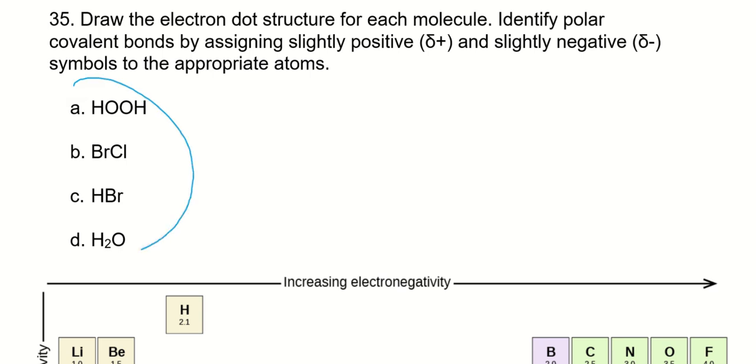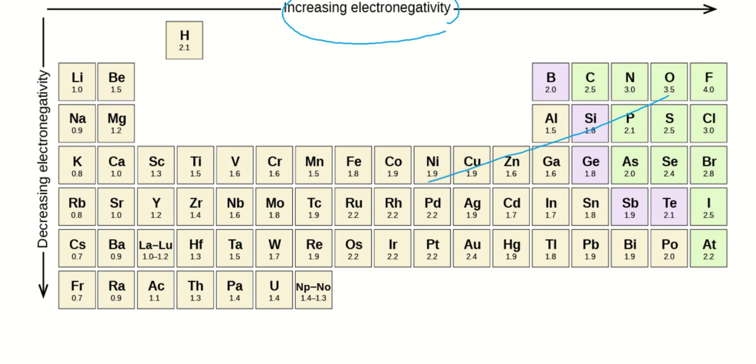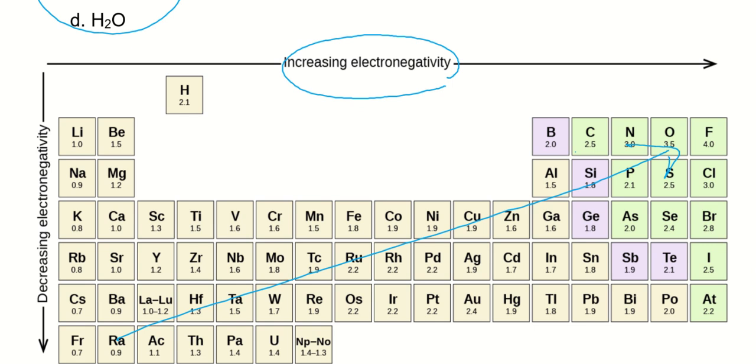We're going to draw Lewis structures for these molecules and indicate the polarity of the covalent bonds using these Greek symbols, delta positive and delta negative, because they're not fully charged, but partially charged. That is because one of the atoms sharing the covalent bond is more electronegative than the other. In other words, atoms that are generally higher up and to the right of the periodic table have a greater affinity, or a greater attraction, for shared electrons.